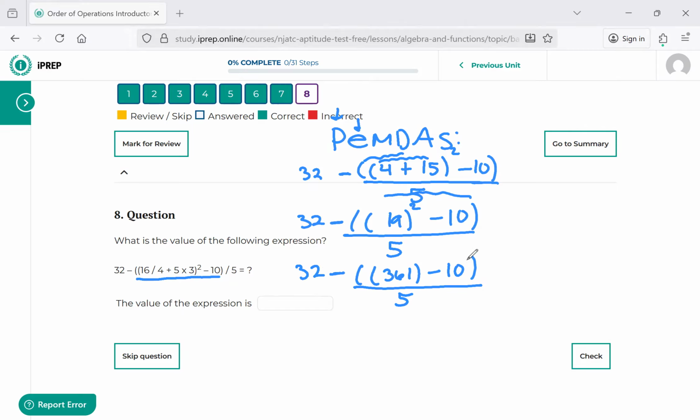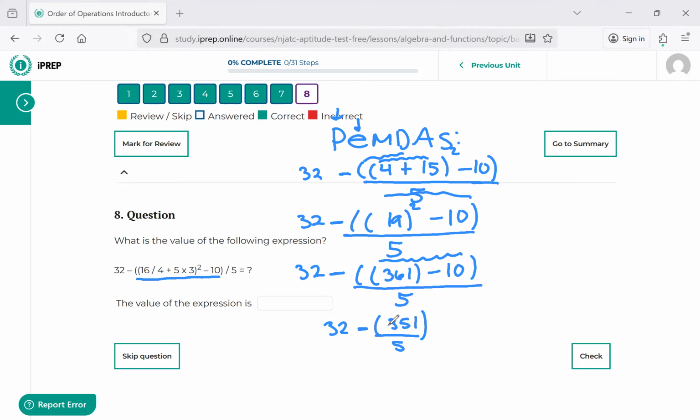Okay, still not done with the parentheses, so we have to do it here again. So what's 361 minus 10? That's negative 351, right? 361 minus 10. Oh wait, careful. It's positive 351, but then you have a minus. Sorry. Let me erase that. So 361 minus 10 is positive 351, all over 5.